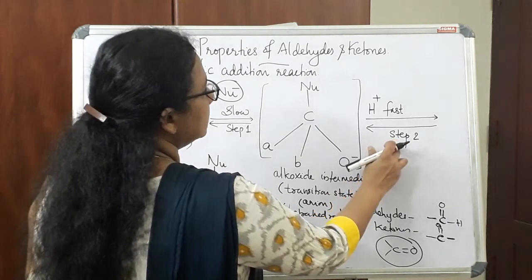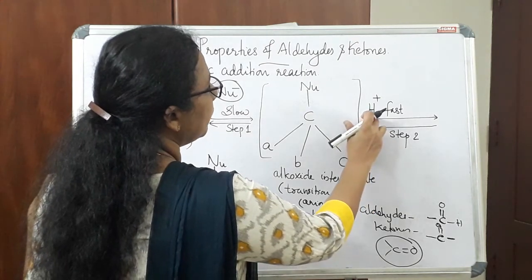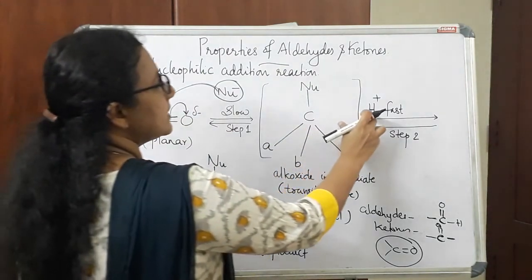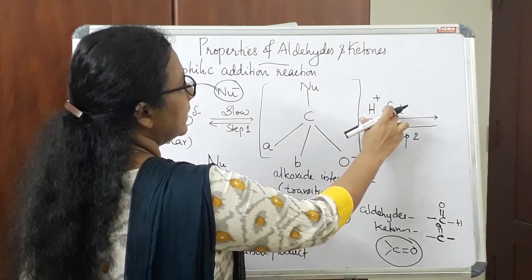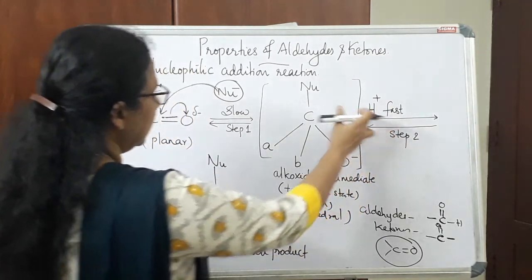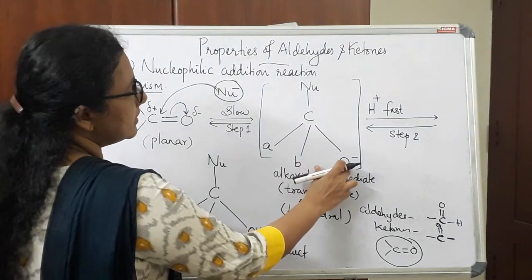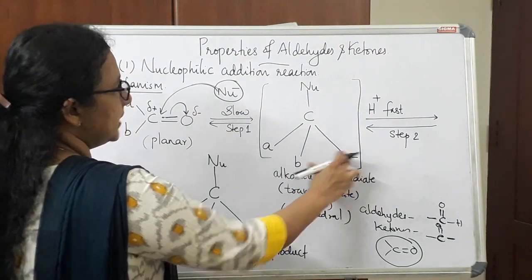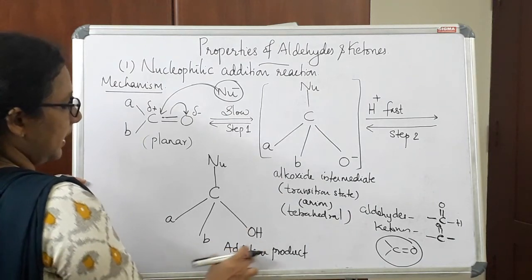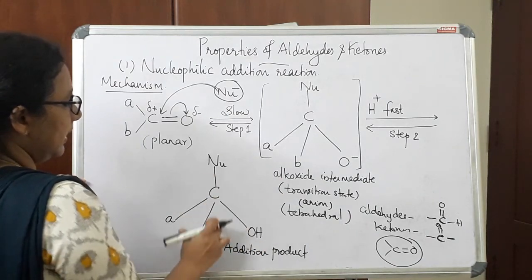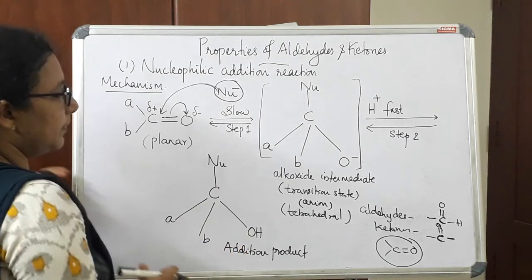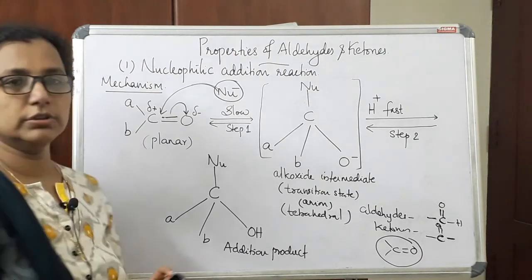In step 2, there is a capture of a proton from the reaction medium, or H plus ion will be attached. So that is the second step. So H plus will be attached to the oxygen atom since it is negative. So this will be the addition product. So the addition product will also be like this, that is tetrahedral in nature, and this is the addition product. So this is about the mechanism.